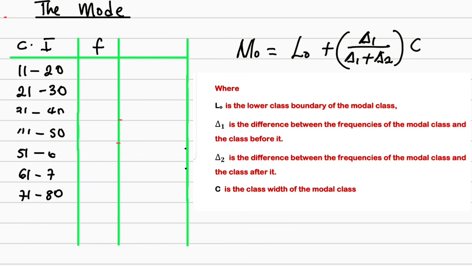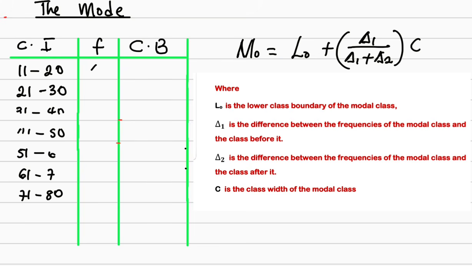Now look at what we have to find the mode. We have the formula and the definition of the various letters, or notations, in the formula. So let's see this. MO stands for the mode and it's going to be LO plus delta 1 over delta 1 plus delta 2, then times C. Now LO is the lower class boundary of the modal class. You can now see that we actually need our class boundary. So we must have our class boundary. That is what we need.